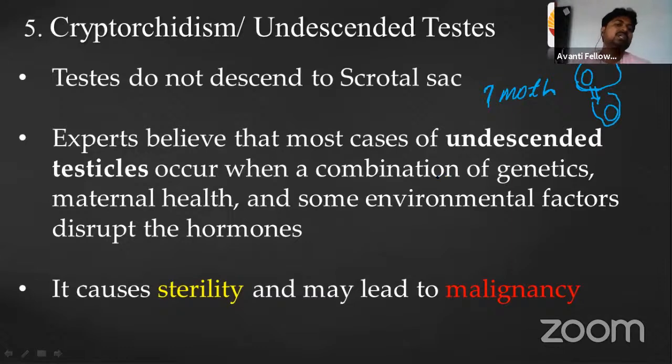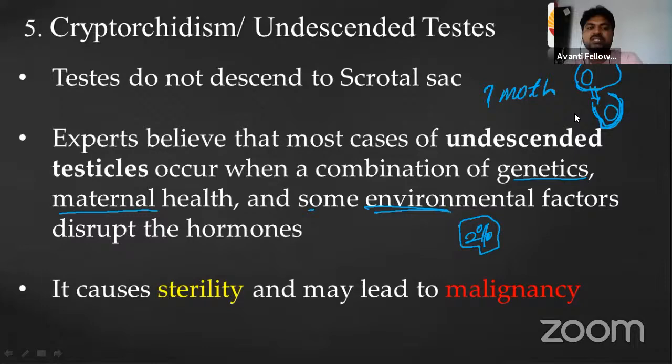Then what is the factor behind it? Some genetic factors, some maternal health factors and some environmental factors are responsible for it. About 2% of people have cryptorchidism. Now what is the cure for it? A doctor performs a one-off surgery where they remove the testis from the abdomen and transfer it to the scrotum.